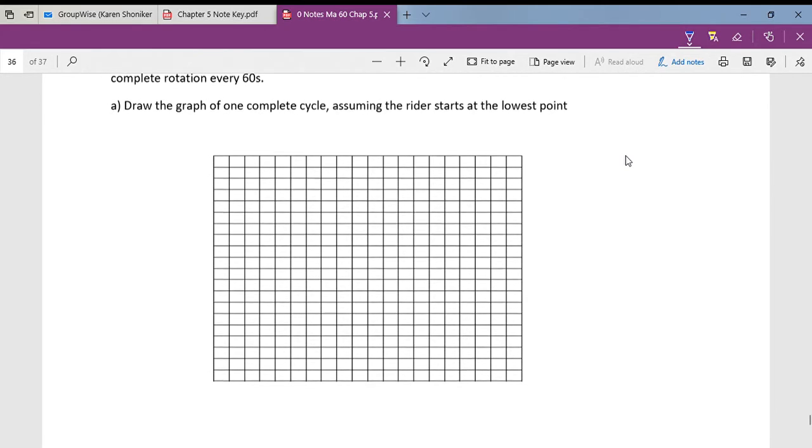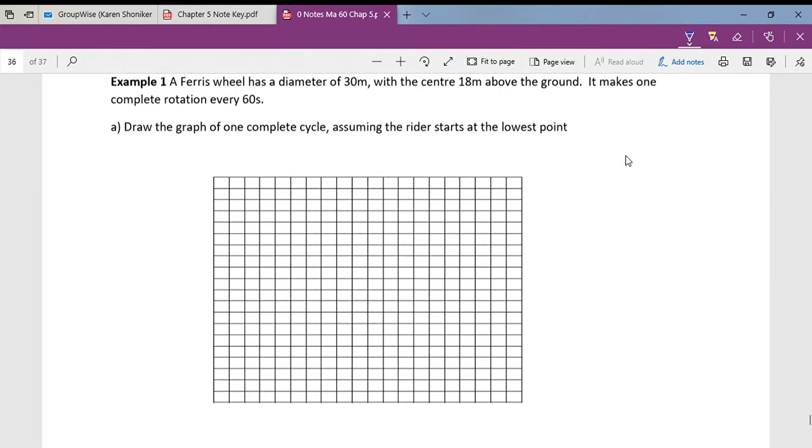But what we're going to do first is try to draw a graph of this scenario because it's going to help you understand what's going on. So first thing I'm going to do is draw exactly what I did before, which is a circle diagram. I'm going to draw the ground, and a Ferris wheel of 30-meter diameter with the center 18 meters above the ground. So this is going to be the center of your Ferris wheel, which is 18 meters off the ground. Then you're going to have a Ferris wheel with a diameter of 30 meters.